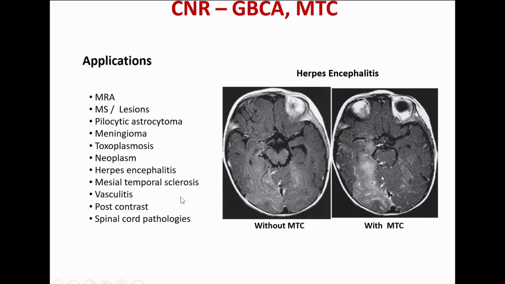And then when you're looking for subtle or very small spinal cord pathologies, it is better to activate MTC. Now, these two images, without an MTC and with an MTC in herpes encephalitis, you can see the lesion is seen very well with enhanced borders. You can see the extent of the lesion with well-enhanced borders, right?